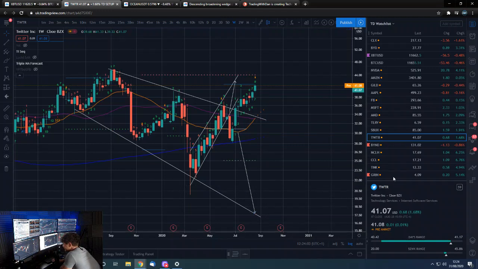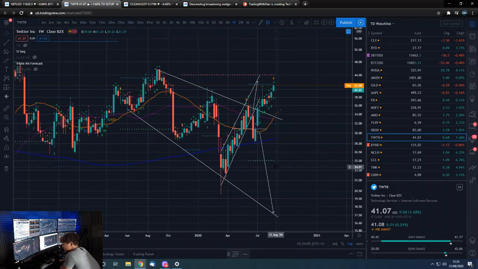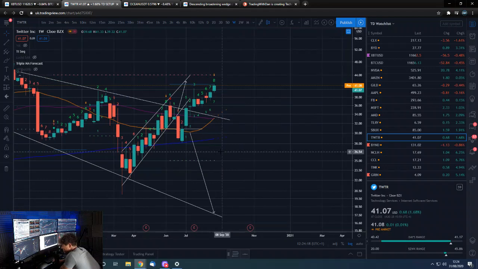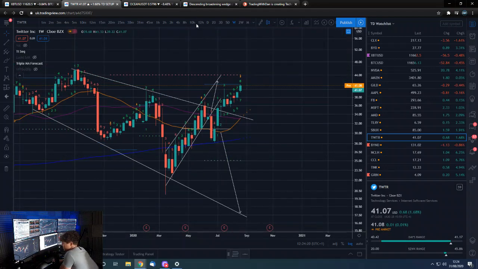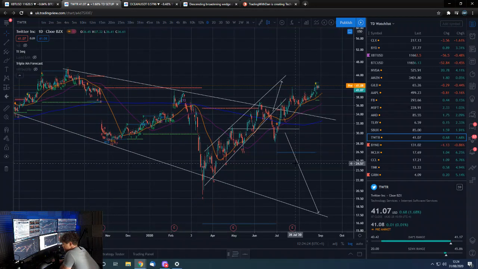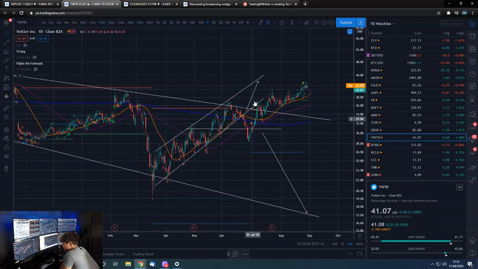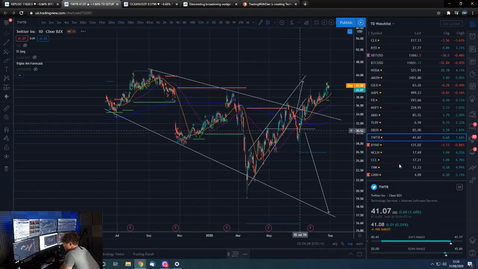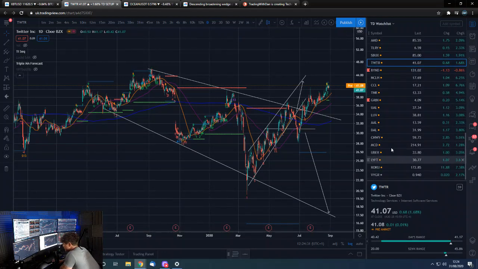Oh god. Twitter broke out of this broadening wedge. Pushed it, rejected the weekly 21 and weekly 200, bounced perfectly to the tick off the weekly 200, and now coming on a weekly 9. Let's have a look at this on the daily. Realistically, looking good, looking constructive. Moving averages are good. Nothing we can say bad about that.